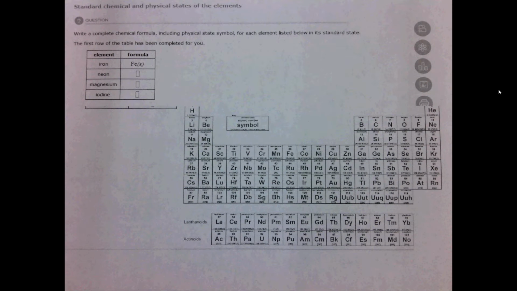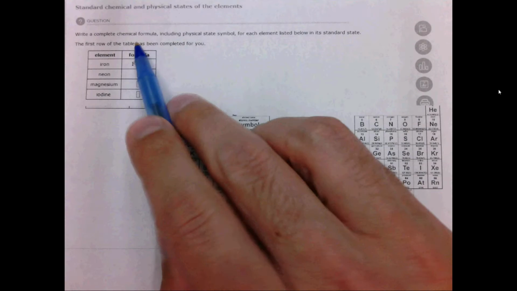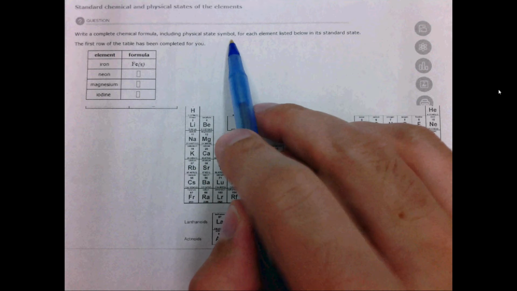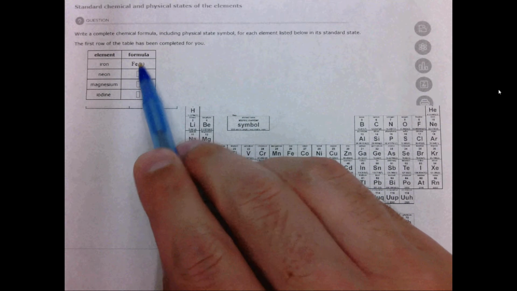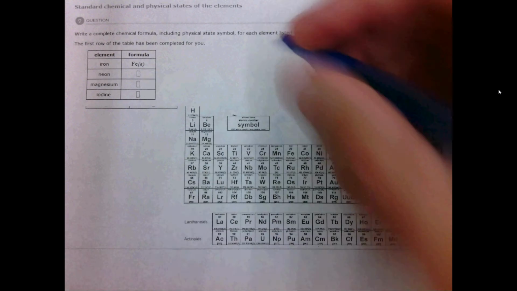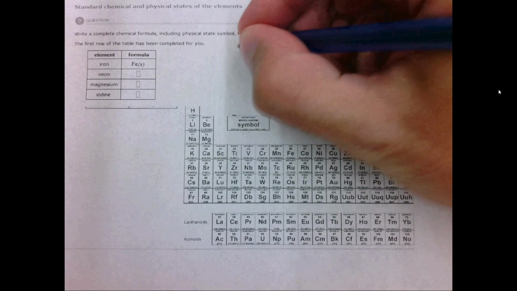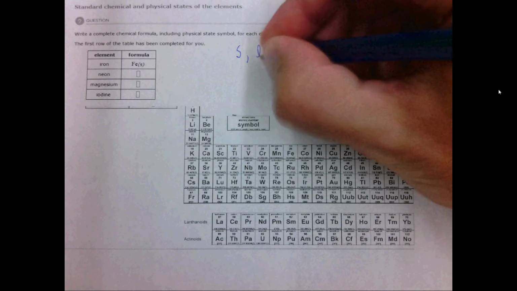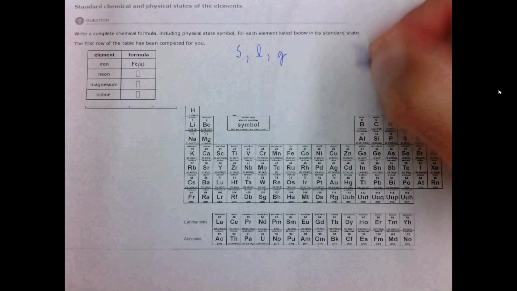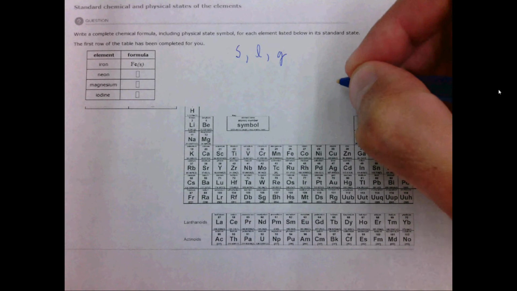In this question, we're asked to write the chemical formula, including the physical state symbol, for each of the elements listed below. And you'll see here that this physical state symbol is in parentheses. So the typical physical state symbols that you'll use in chemistry are S for solid, L for liquid, and G for gas: solid, liquid, and gas.